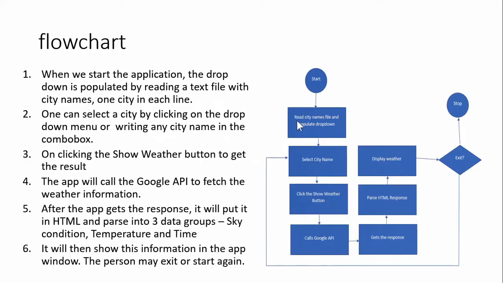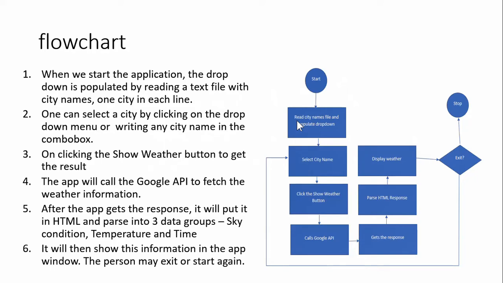When we start the application, the drop-down is populated by reading a text file with city names, one city in each line. One can select a city by clicking on the drop-down menu or writing any city name in the combo box. On clicking the Show Weather button, the app will call the Google API to fetch the weather information.